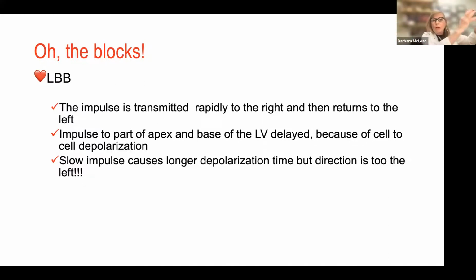And all that current's going to the left, cell by cell by cell by cell. Impulse to the apex and to the base of the left ventricle takes so much longer. So the time is wide. Time will be wider than 0.12. Normally, your ventricles are depolarized in 0.08 to 0.10. So even at 0.11, we're concerned. But in left bundle branch block, always wider than 0.12. In a full left bundle branch block, always wider than 0.12.